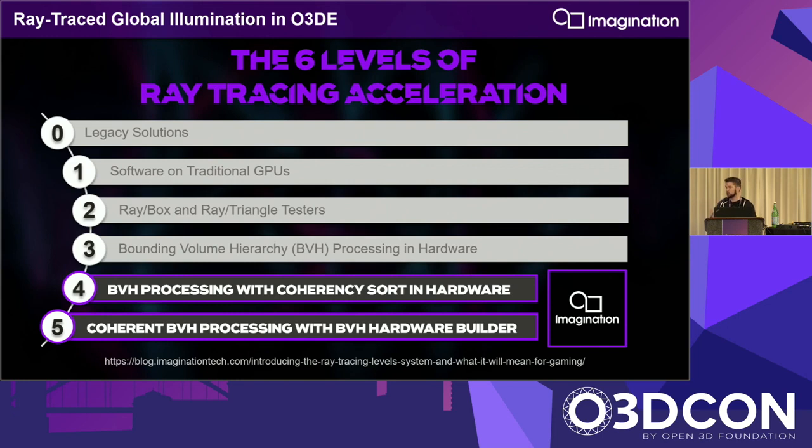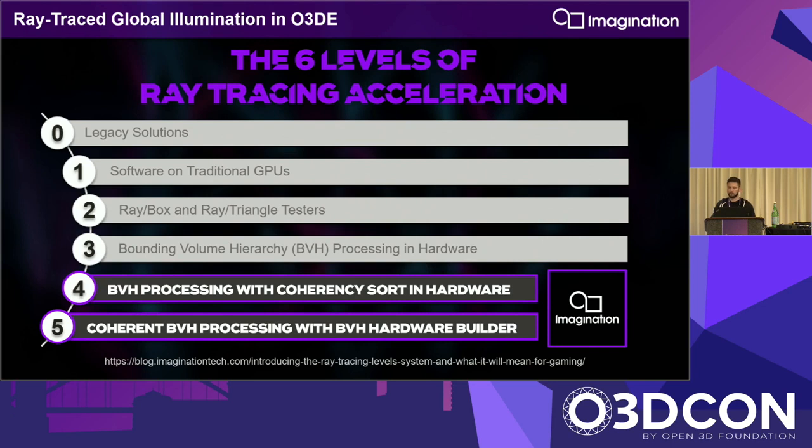I'm not going through in detail all the levels shown here. What you need to know is that level 0 and 1 are older solutions that are rarely seen anymore, and they were the solution that kick-started ray tracing. Level 2 and 3 are the most popular types of ray tracing being used nowadays. And finally, and these are the two levels that we will concentrate on today, there is level 4, which is the bounding volume hierarchy processing with coherency sorting in hardware, which is the best implementation of hardware mobile ray tracing at the present time, and it's the hardware ray tracing in Imagination GPUs.